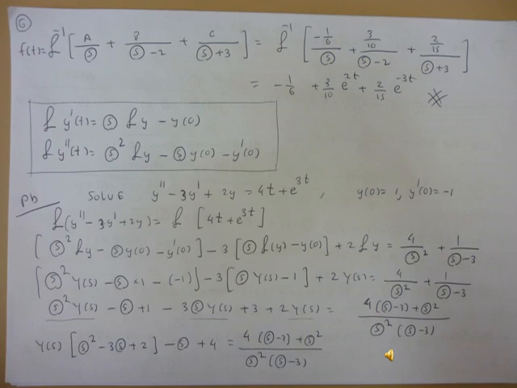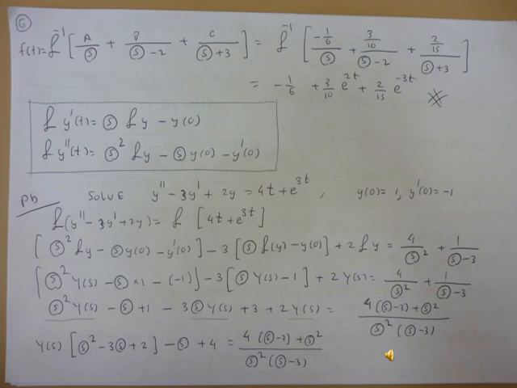So the Laplace transform of y double dash is s square Laplace transform of y minus sy0 minus y dash 0. Minus 3, and then the Laplace transform of y dash is s Laplace transform of y minus y0, plus 2 times the Laplace transform of y. On the right hand side, the Laplace transform of 4t equals 4 divided by s square, and the Laplace transform of e power 3t equals 1 divided by s minus 3. And then we insert the initial conditions y0 equal to 1 and y dash 0 equal to minus 1.